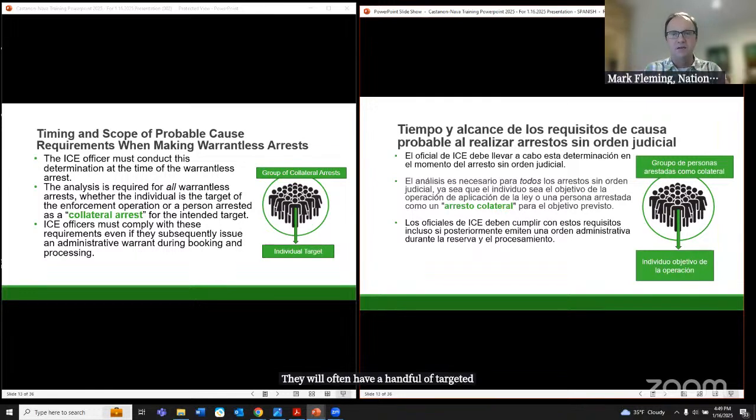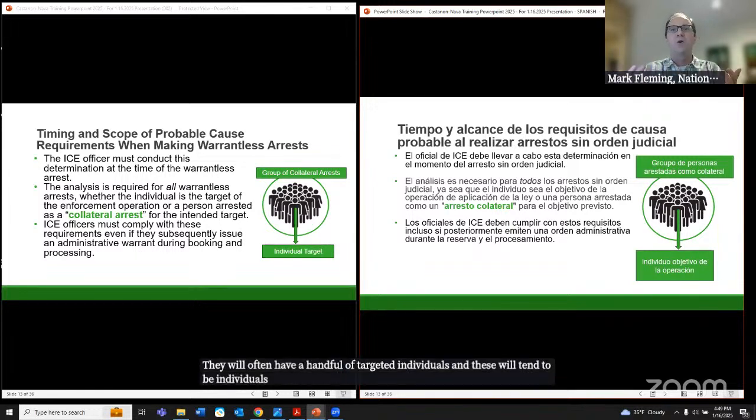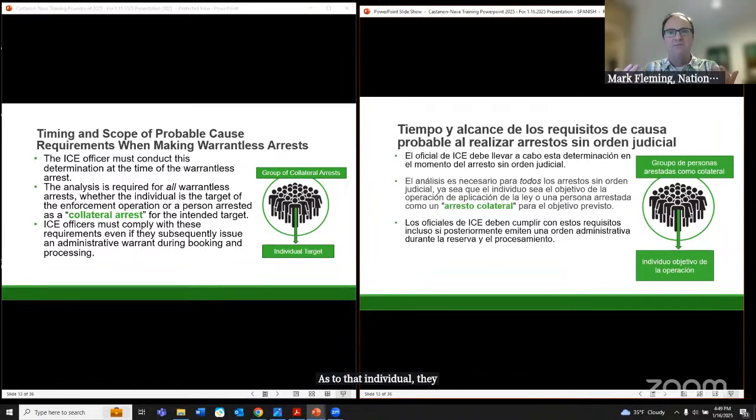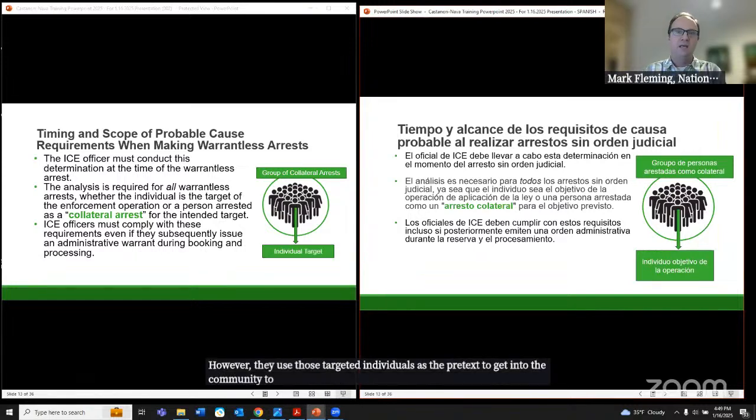And these will tend to be individuals that have a prior order of removal that they then have a warrant of removal for. So that form I-205. As to that individual, they fall outside of the Castañon Nava settlement. However, they use those targeted individuals as the pretext to get into the community to then sweep up everyone else that they encounter. So these are going to be quote unquote collateral arrests.